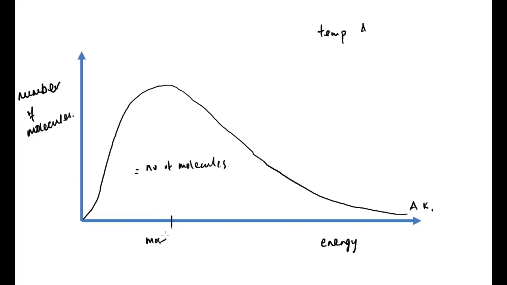Now this point right here, which comes down to about here, would be the most probable energy. I'm not saying it's the average energy, it's the most probable energy. It's the energy that most particles have. This one around about sort of here, this point there.